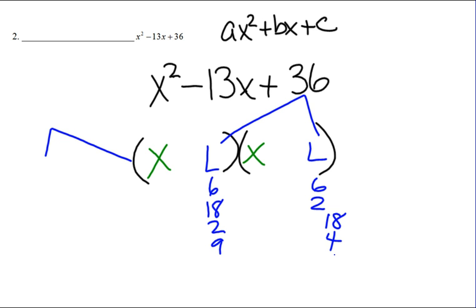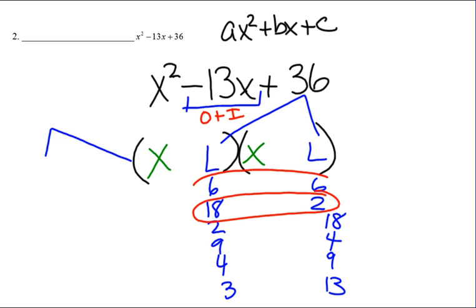I don't think I'm done. I could do 4 and 9. Wow, there are a lot of different combinations there. I could do 3 and 13. Wow, there is a lot. But what I have to do is look at all of these different options and ask, what two options, if I put them in here, when I look at outside plus inside, will give me 13 for an answer? So I'm looking at which of these pairs of numbers, when I either add or subtract them, could give me 13.